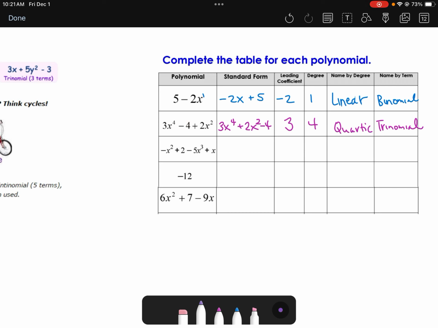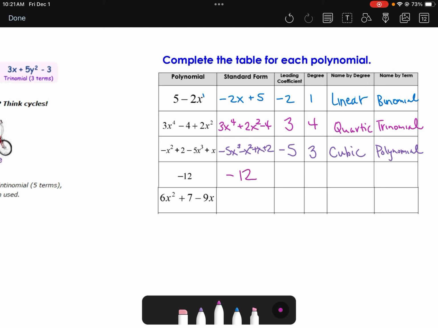Okay, let's go to the next one. So I have negative 5x cubed minus x squared plus x plus 2. My leading coefficient is negative 5. The highest degree is 3. Remember, if it's 3, it is a cubic. And I see 4 or more terms, so that is just called a polynomial.